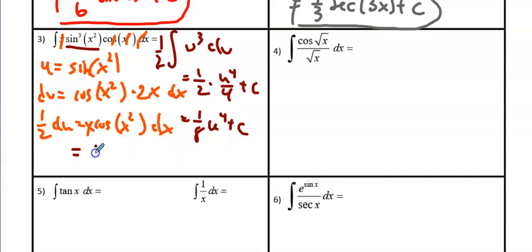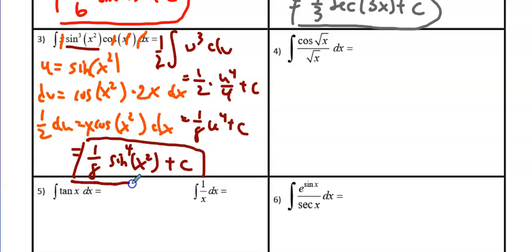And then we're going to replace what our u is. Our u is going to be sine of x squared, and we're going to raise it to the 4th power plus c. So this answer is going to be what you see right here. Okay, so hopefully it's starting to make a little bit more sense. I'm always encouraging you guys, as we're moving on to the next examples, to think about what you think the u is going to be here.